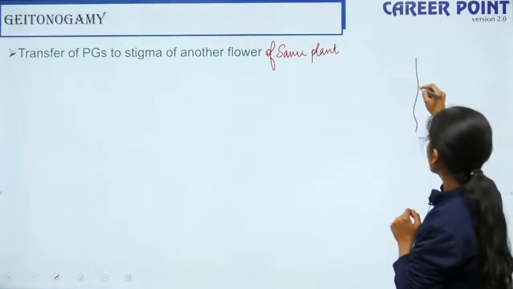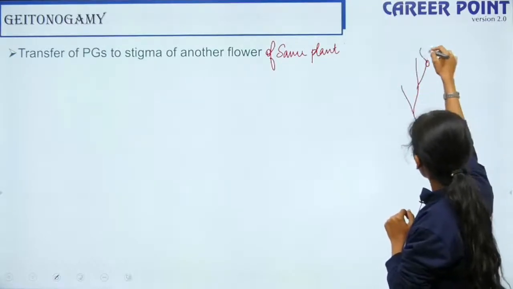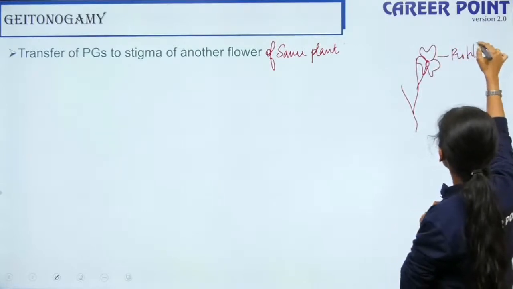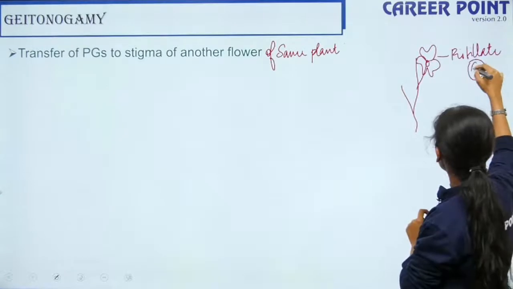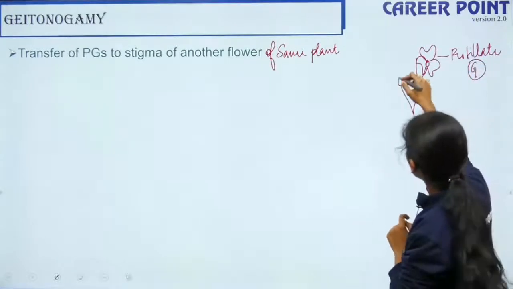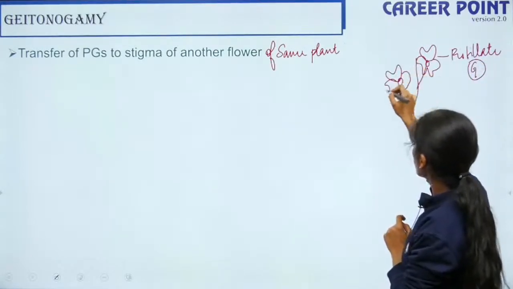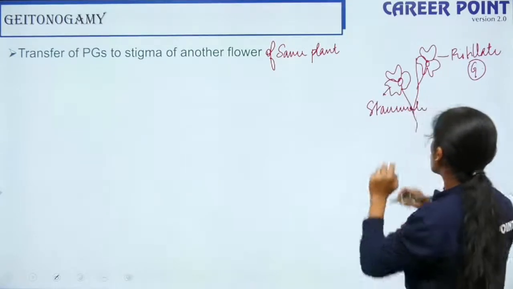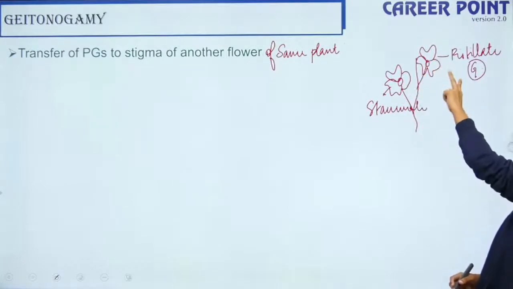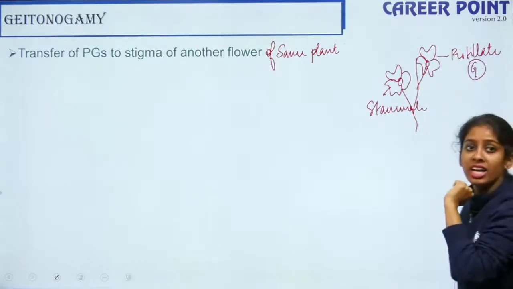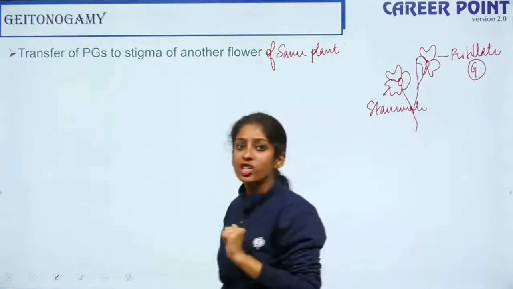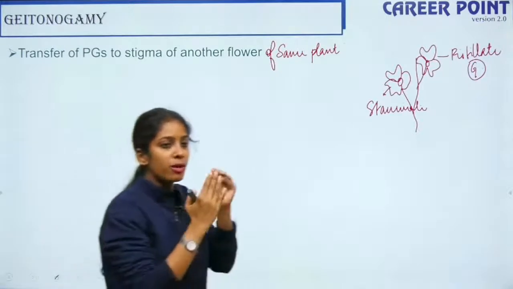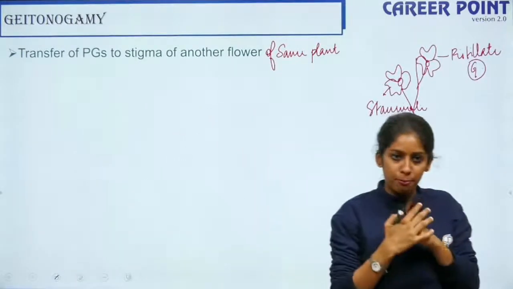Okay, so if I am having a plant like this, if I have a flower, this can be a pistillate flower, meaning it contains only the gynoecium portion, alright, and here I can have a flower which contains only the stamen portion, or it is staminate. So when pollination happens between these 2 flowers of the same plant, it is known as geitonogamy. Fine? So this is in the same plant, but between 2 different flowers of the same plant.